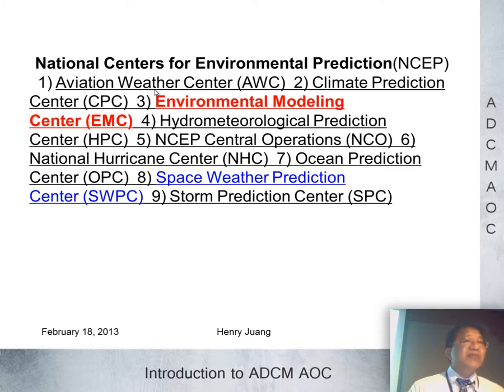This first slide just shows you we have nine centers, so NCEP has nine centers for environmental prediction. The Environmental Modeling Center is the place that creates all the models and gives them to the operations center, which runs the models and supports all other centers. So we have an aviation center, we have climate, the daily weather, hydrometeorology, a hurricane center, a storm prediction center, and we recently joined a center called the Space Weather Prediction Center. Our EMC model is actually ready for space weather.